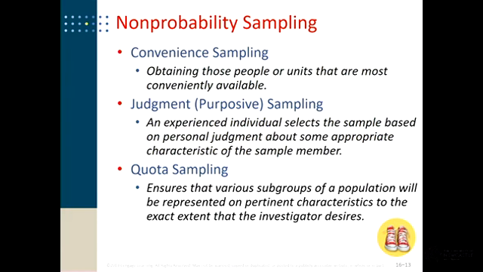Only those who are visiting a particular place, maybe a particular bus station or train station or a shopping mall or so. Okay, the next one is judgment or purposive sampling. In this case, generally an experienced person or maybe an experienced researcher will pick up the sampling units just on the basis of judgment.